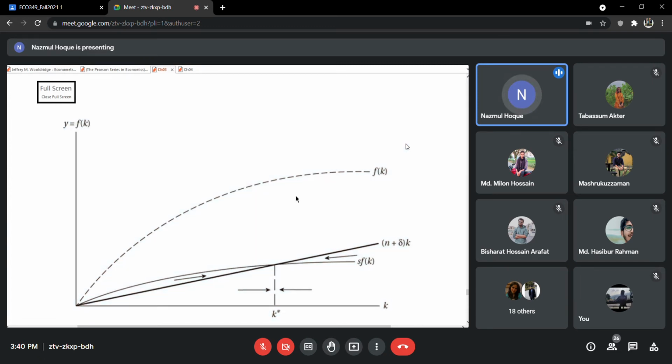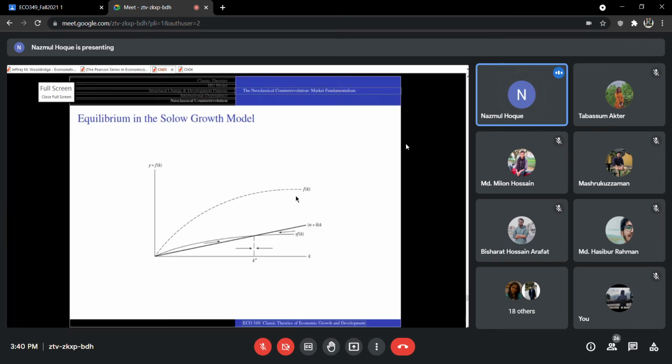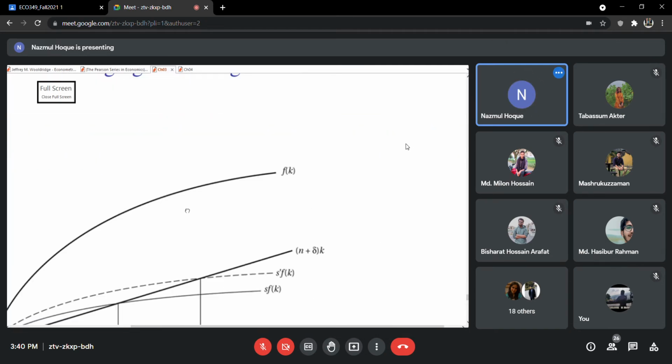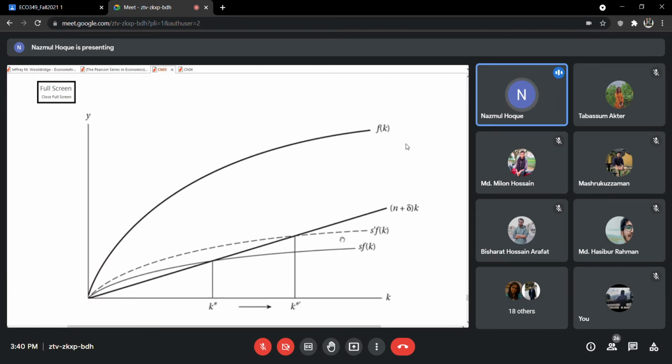Now, economies can save more. For example, once we raise our savings rate from S to, let's say, S prime, as in this graph, the savings function shifts upward. With this upward shift, the economy moves from K star to K star prime, so the stock of capital per person is going up. The economy moves slowly from K star to K star prime, and the new steady state is established. But once we reach this point, there will be no further economic growth.